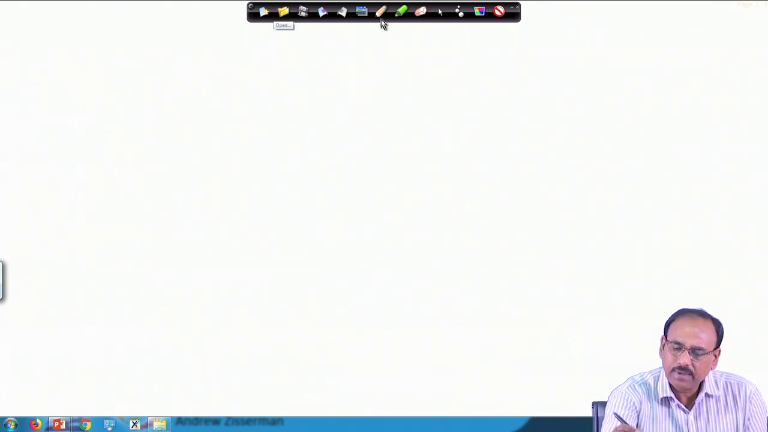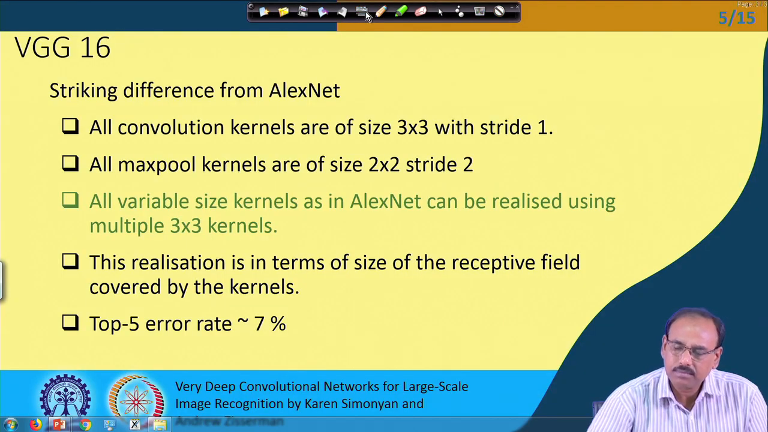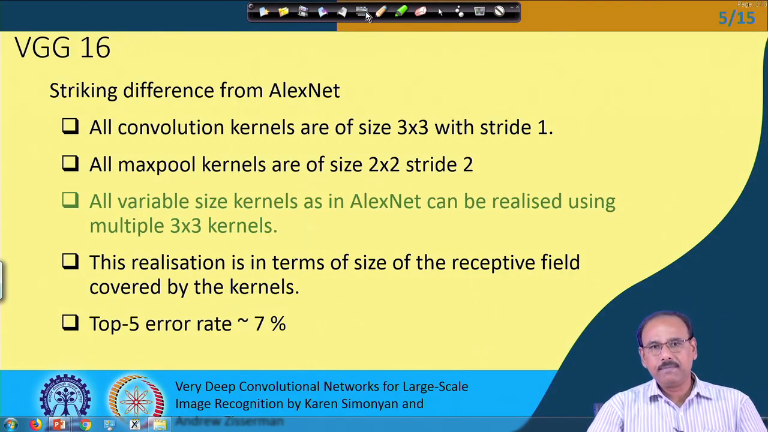So, that is why in case of VGG-net, all the convolution kernels are of size 3 by 3, and it is quite obvious that by having multiple staged operations with a basic convolution kernel of size 3 by 3, I can have a receptive field of size 5 by 5.